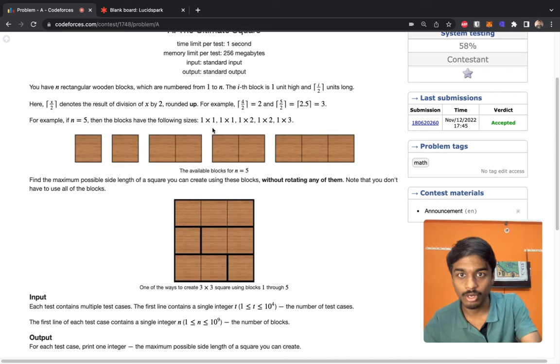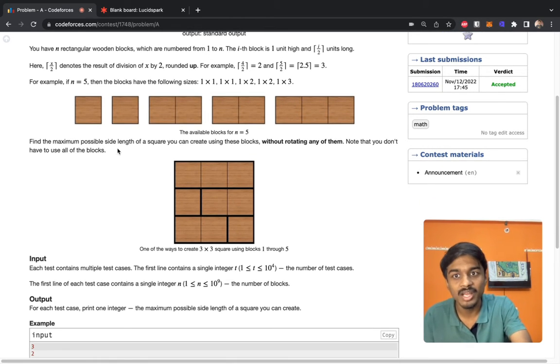The blocks have the following sizes. They already told that it will be 1 unit high, and the length is represented by this formula, that is ceil(i/2). So suppose 1, 2, 3, 4, 5. This is the fifth block, and the fifth block is 5 by 2, 2.5, so it is 3. It is 1 cross 3, a block of size 3.